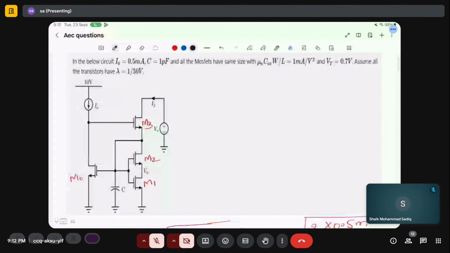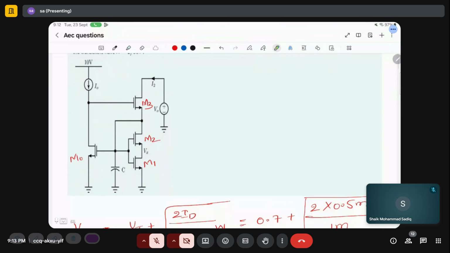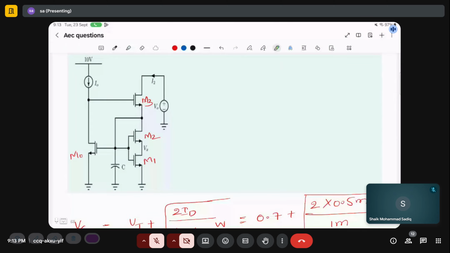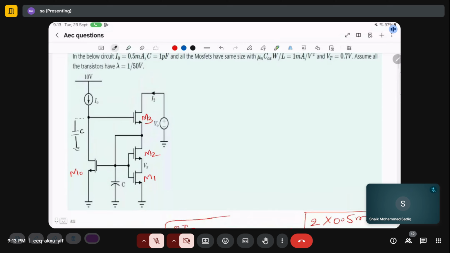Mini quiz. They have a 10 volts supply here, and they are pushing a current I naught into some circuit. So how do you think the circuit will work? The same way which I told. You imagine a capacitance here, some C.